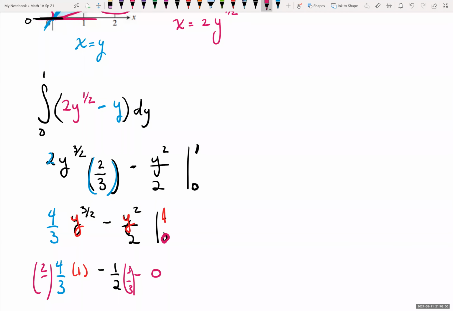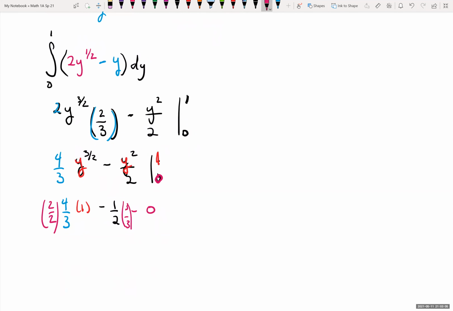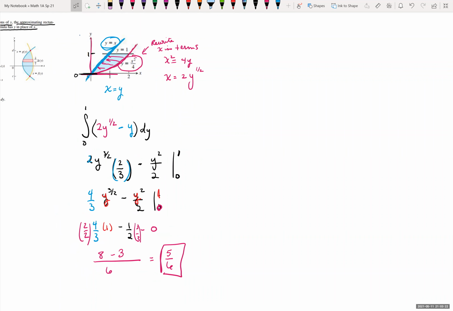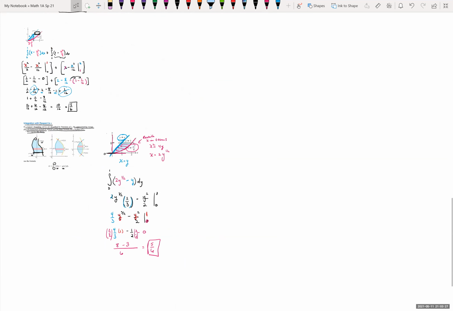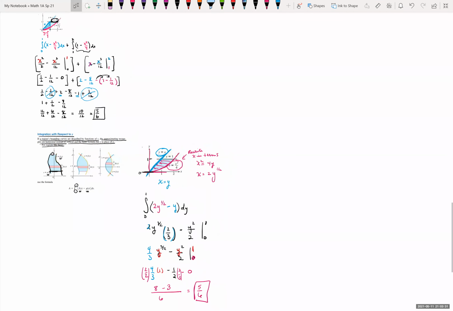We'll get our common denominator of 6. We get 2 over 2, which is 8/6, minus 3/6, which is equal to 5/6. So here's a case where it would have been a lot easier to integrate with respect to y instead of x. Notice how much faster that took us, not too bad.